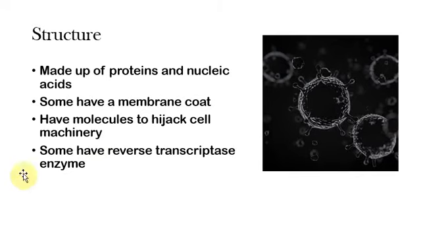This reverse transcriptase enzyme will actually do the opposite of what RNA polymerase does. It will take an RNA and create a double-stranded DNA molecule out of it. So there are certain viruses that have that enzyme. That's where that enzyme comes from. We'll be using that in one of our later videos.